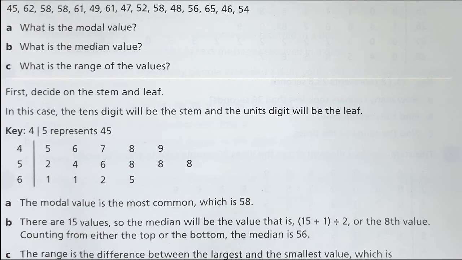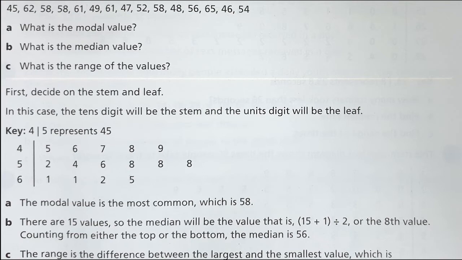For 4, only 45 is there, so you write a 4 and then a 5 after the vertical line. In the same way, we write for 6, 7, 8, 9 in the units place, and then for 58, if you see, there are three 58s. So we write 8, 8, 8, three times. In the same way for 61, there are two 61s, so it is 6 and then twice we write 1. So this is the representation of a stem and leaf diagram.